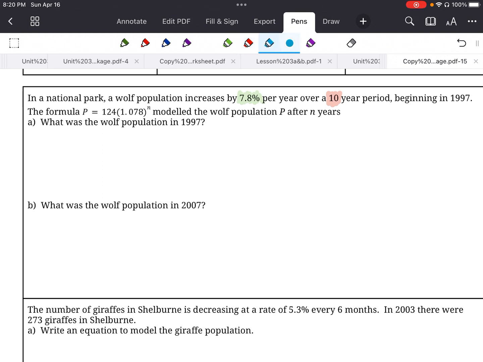Okay, so we're seeing that the study began in 1997 and it's asking us about 1997, so that's year 0. And if we plug, you don't have to do this part, but if you plug 0 into your exponent, we know anything to the power 0 is 1. So we end up with 124 times 1, which is 124. So year 0 is the initial amount.